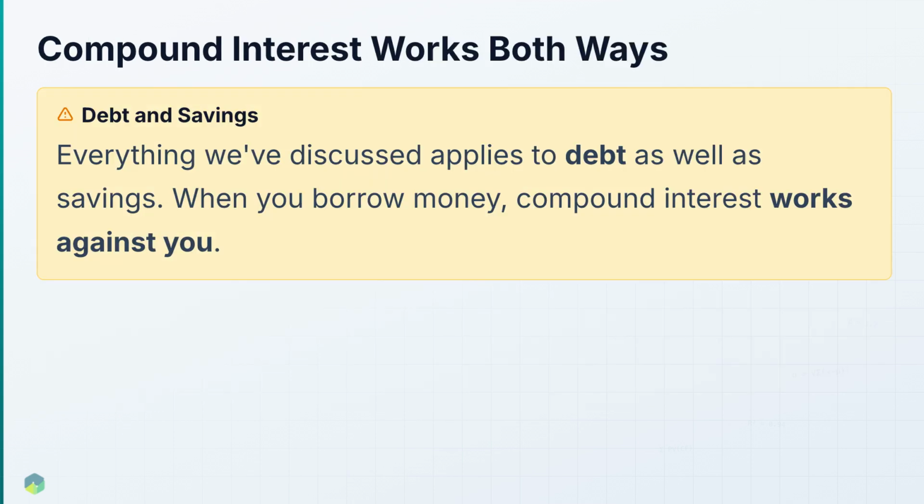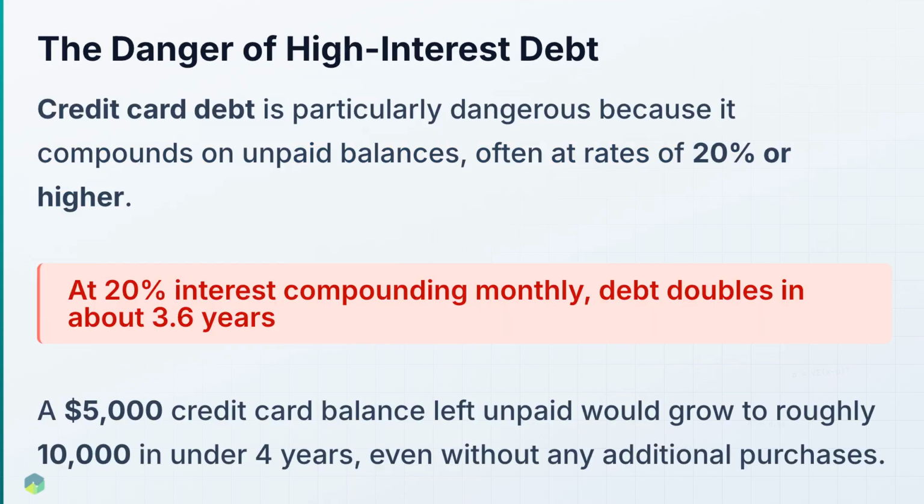Now, here's the crucial flip side. Everything we've discussed applies to debt as well as savings. When you borrow money, compound interest works against you. It can be your greatest enemy just as easily as your greatest ally. Credit card debt is particularly dangerous because it compounds on unpaid balances, often at rates of 20% or higher.